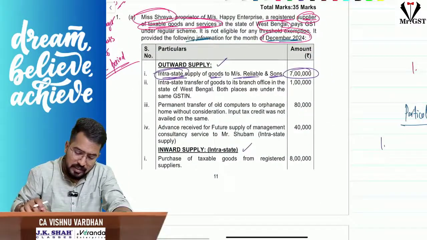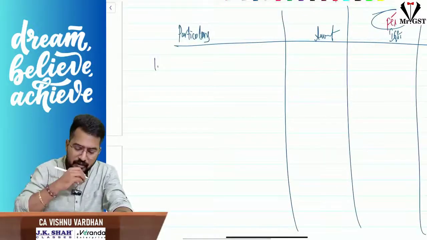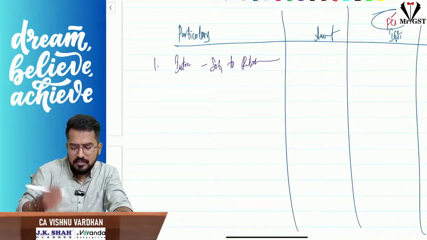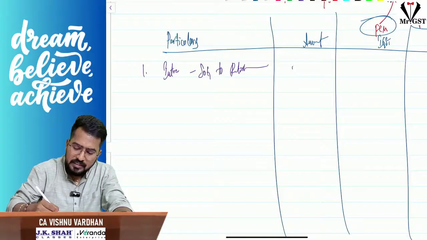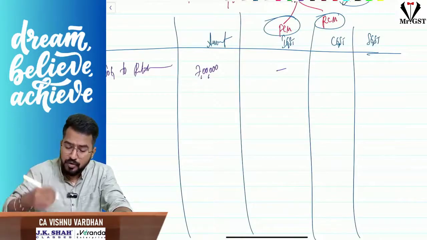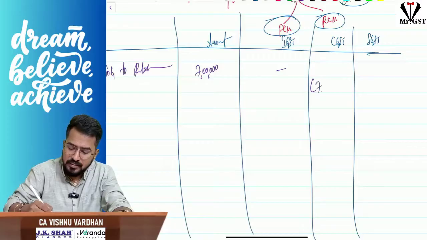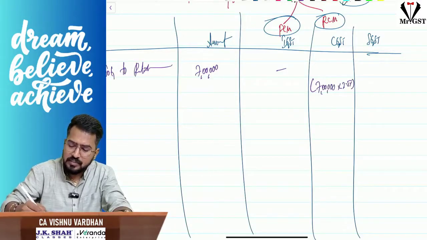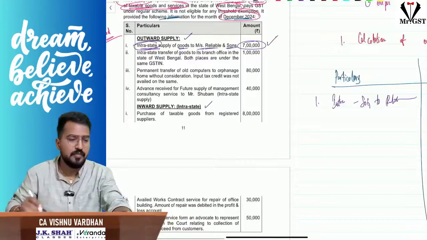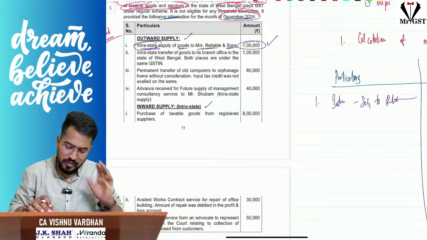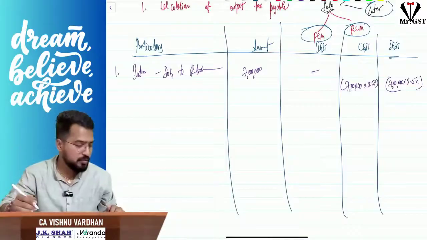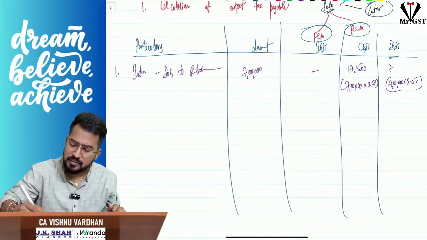So, now first one, intrastate supply of goods to Reliable and Sons. I am just giving you short notes here. Okay, so that way you write. And here amount column, yes, it is 7 lakhs. And because it is intrastate supply, IGST will not come. So, CGST, here itself, you should make sure you are doing the calculation: 7 lakh into 2.5%. So that way here itself you should make the calculations. So how much is 7 lakh into 2.5%? It is 17,500.